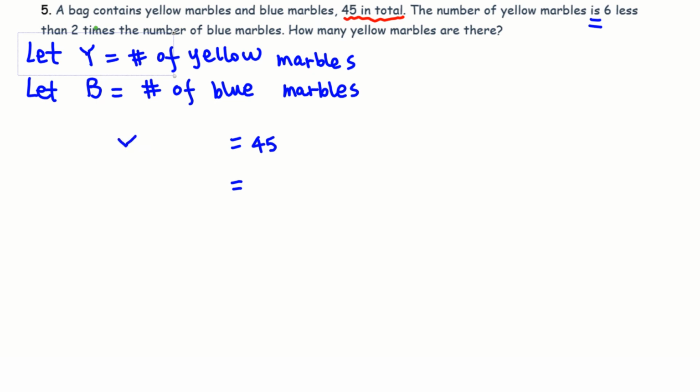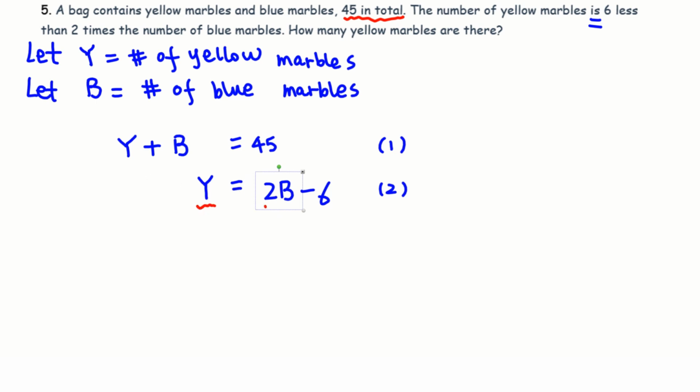So y yellow marbles, b blue marbles, and the total is 45. It means y plus b, the numbers of yellow marbles and blue marbles added together equal 45. And the second one, the yellow marbles is 2 times the number of blue marbles. So 2 times blue marbles and 6 less. Less means subtract. So we have equation 1 and equation 2. From these 2 equations, you will see 1 variable is isolated already. So we could do substitution.